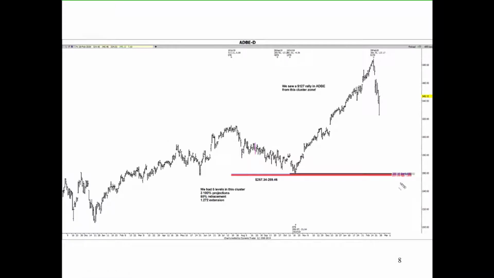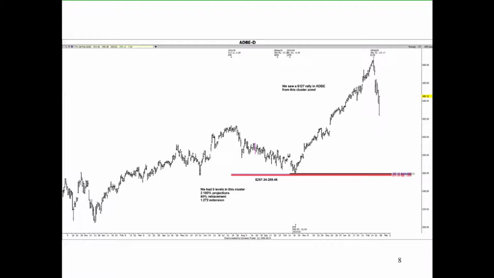Now I don't expect you to understand everything from what I just showed you. I am going to go through the basics right after this. So in this case, I took all of those price relationships from the different swings. I was running retracements, extensions, and projections to come up with a cluster that came in at the 257.34 to 259.46 area. There were 5 price levels in this cluster. We had 3 of the 100% projections, 1 50% retracement, and 1 1.272 extension. And it gave us this zone to look at for a possible buy.